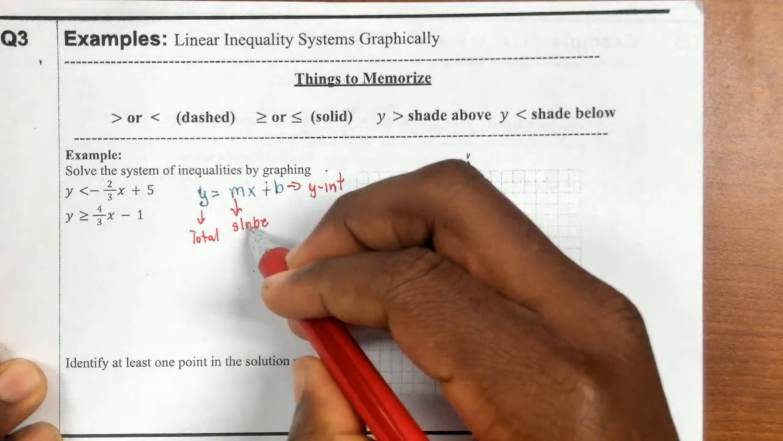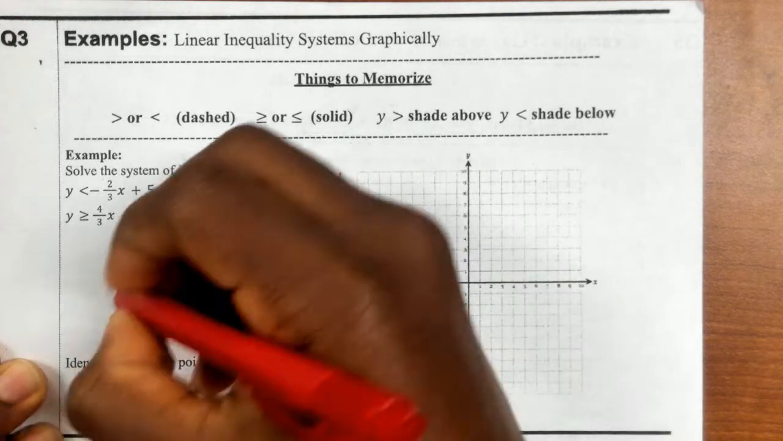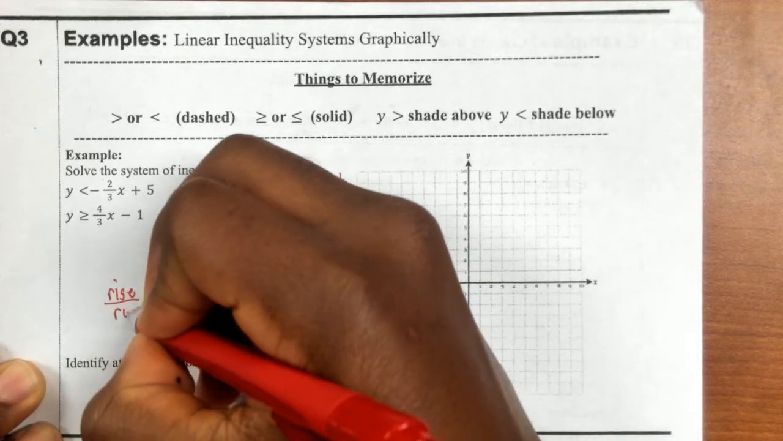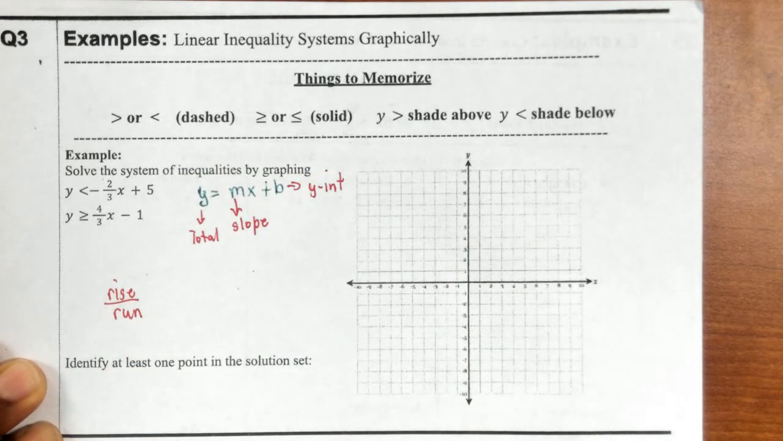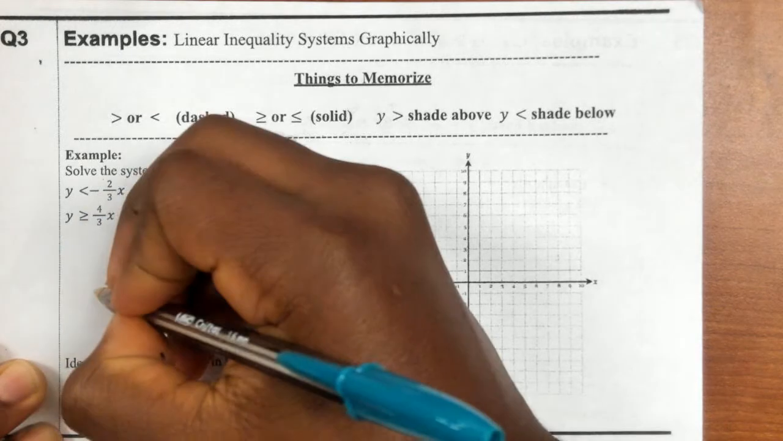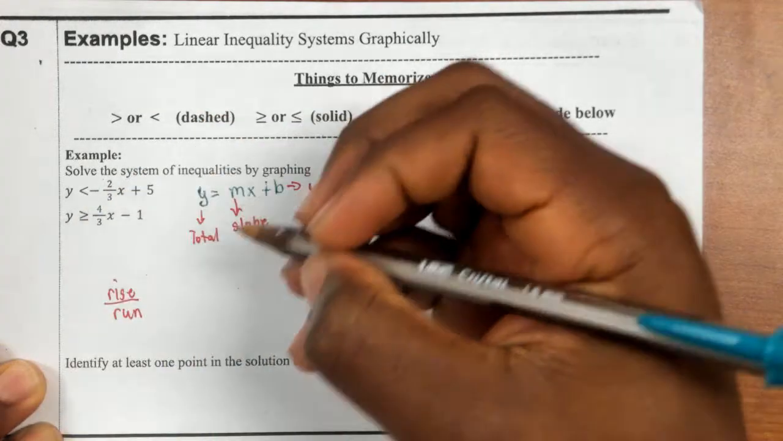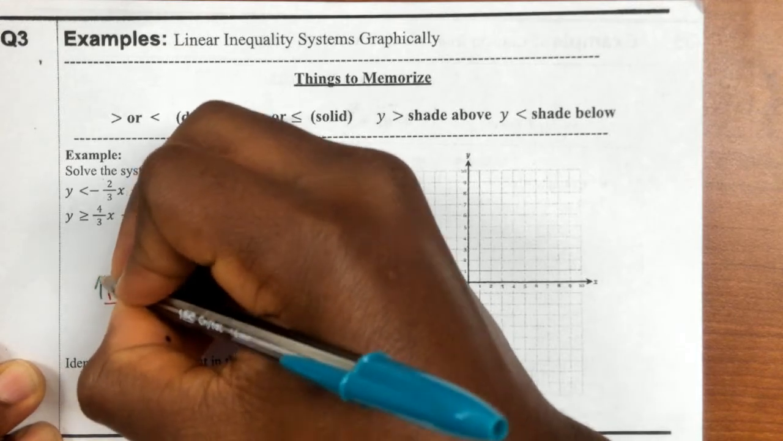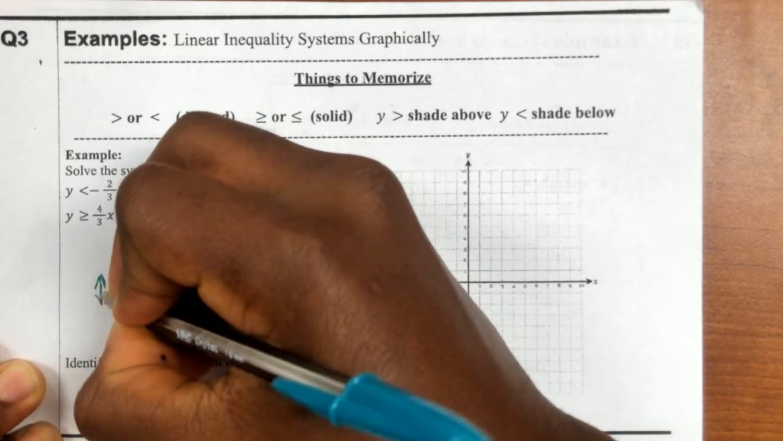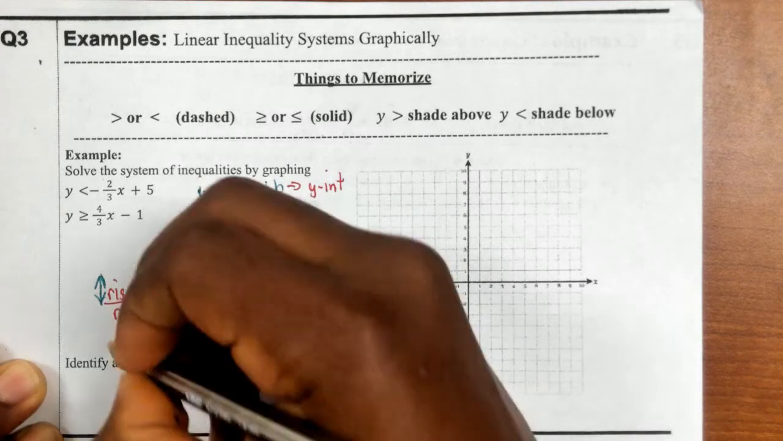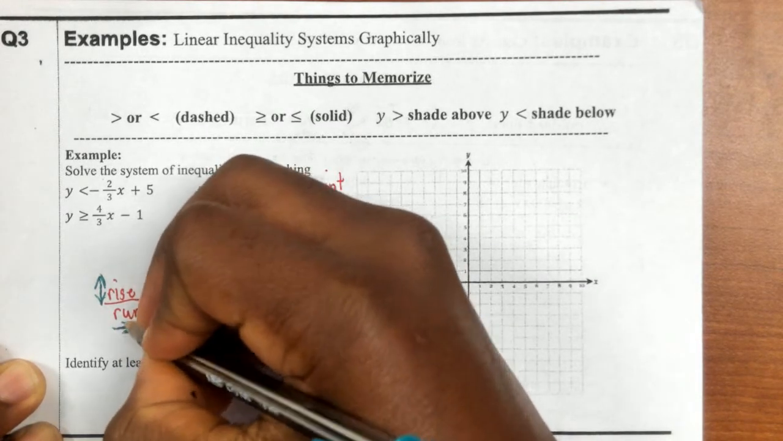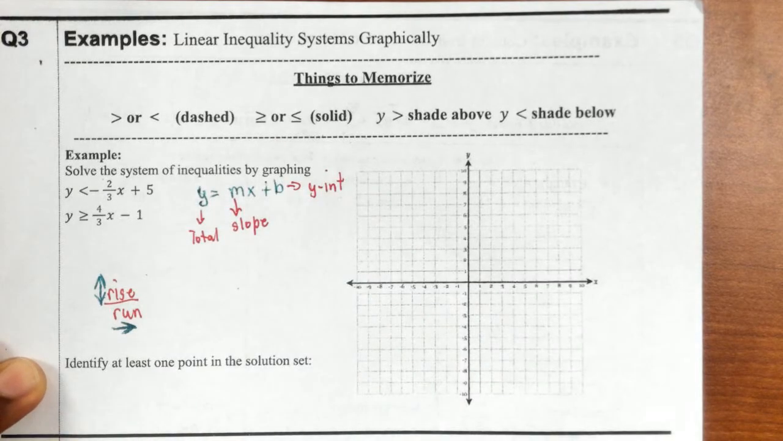M is your slope, and b is your y-intercept. To find your slope, you need to remember to evaluate rise over run. Rise over run tells me, if I'm looking at my graph, that the rise tells me if I'm moving either up or down, and the run tells me if I'm moving either left or right. Almost 99% of the time, you're aiming to go to the right.